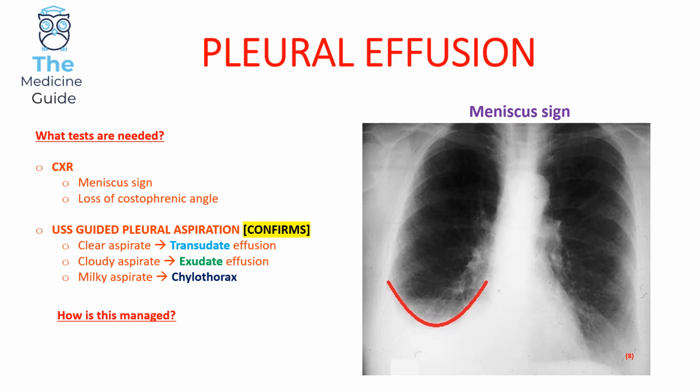Now, in terms of managing these patients, they need to have therapeutic aspirations. After that, they can receive an intercostal chest drain. Now, if the chest drain is unsuccessful, or despite the chest drain the pleural effusion is still persisting, then the last line of management would be to perform a pleurectomy. Okay?